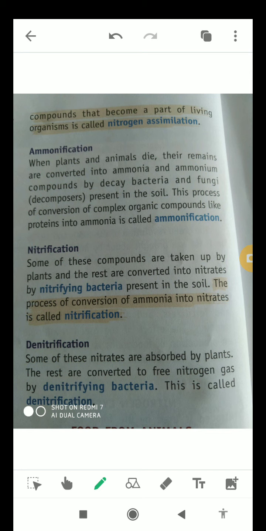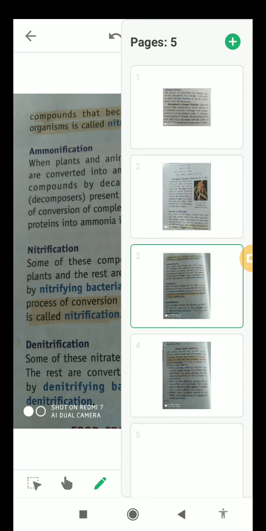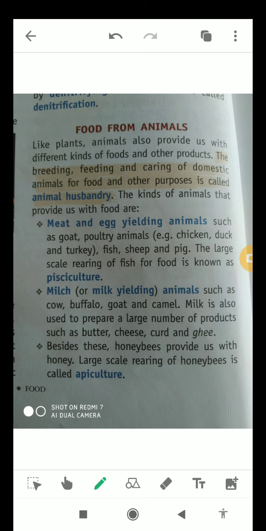And the last one, this is the last step of the nitrogen cycle, that is denitrification. In this step, some of these nitrates are absorbed by the plants and the remaining are converted to free nitrogen gas by denitrifying bacteria. This is called denitrification. And this is the last slide of this video, that is food from animals.